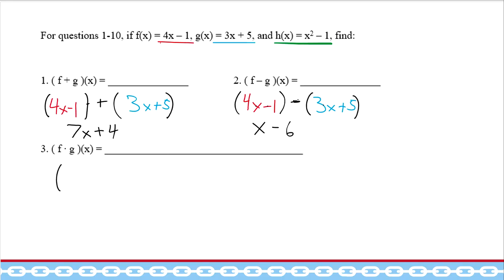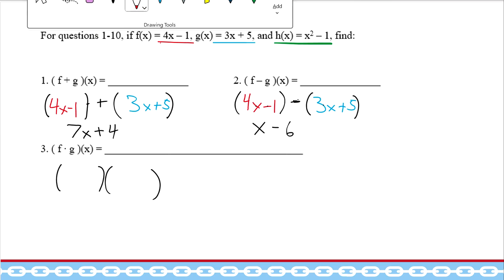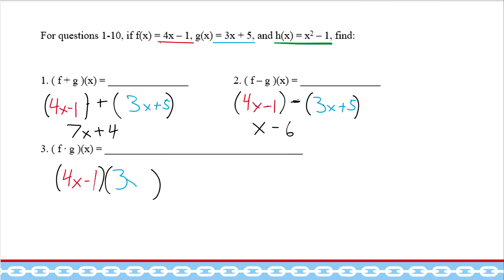Looking at number 3, it asks us to multiply the two functions, right? F times g of x. So f function of 4x minus 1 times the g function of 3x plus 5. And this becomes a FOIL problem, right? First times first. 4x times 3x is 12x squared.